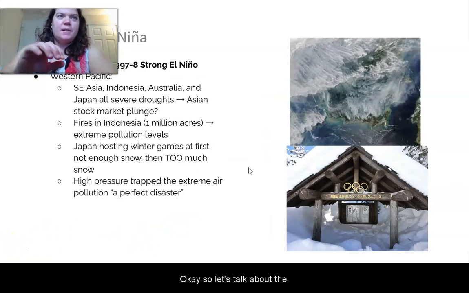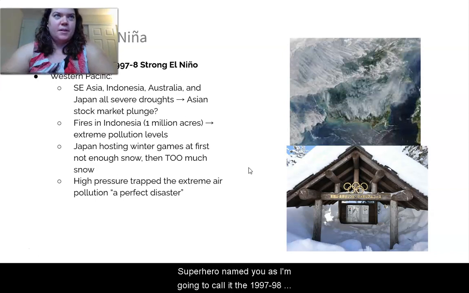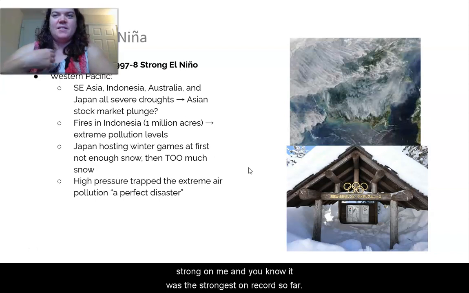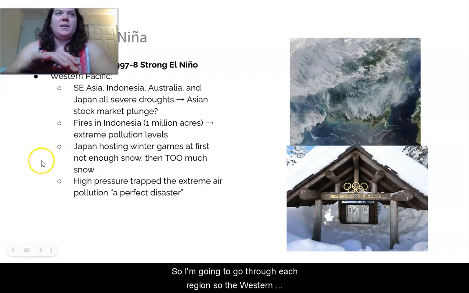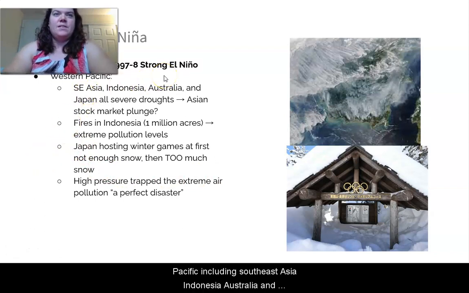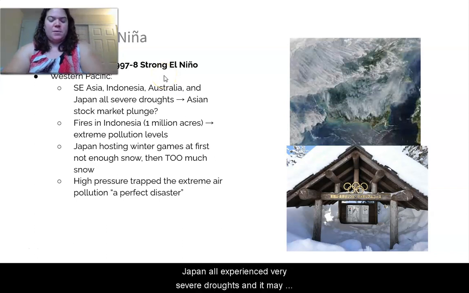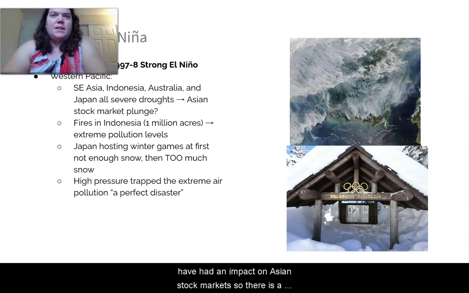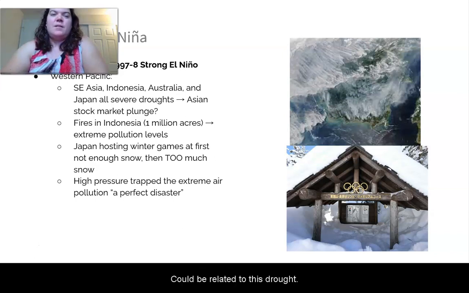Okay, so let's talk about the Super El Nino, as I'm going to call it, the 1997-98 strong El Nino. It was the strongest on record so far. So I'm going to go through each region. The Western Pacific, including Southeast Asia, Indonesia, Australia, and Japan, all experienced very severe droughts, and it may have had an impact on Asian stock markets. So there was a plunge of stock market in Asia, could be related to this drought, maybe. That's why there's a question mark.